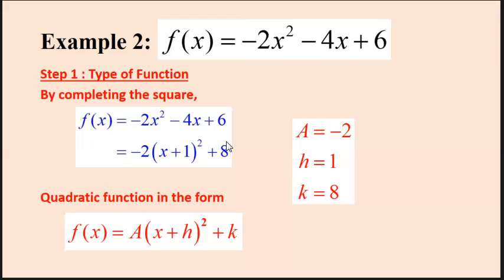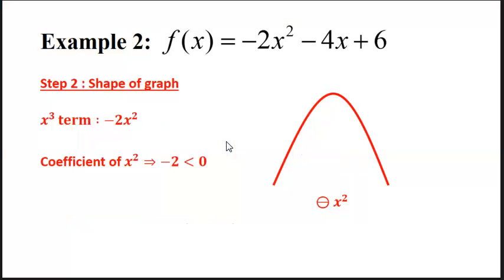Next, we go on with step 2, identify the shape of the graph. Based on these equations, it is very obvious that for the x squared term, the coefficient is negative 2, which happens to be less than 0, or we can just say a negative coefficient of x squared. So we have a sad face graph.